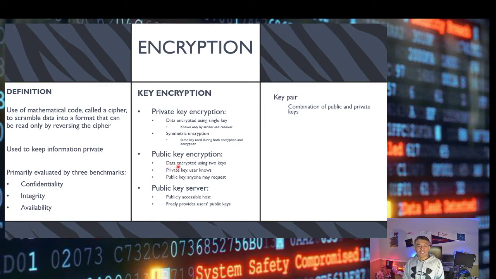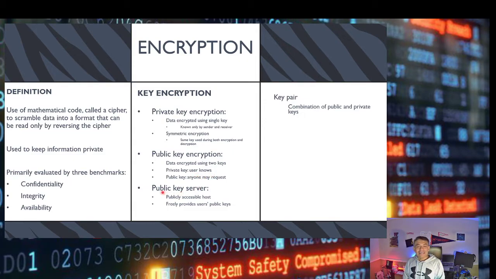Now, when you're using public key encryption, which is a different type of encryption, the data is encrypted using two keys rather than one. There is a private key and there is a public key. The private key is the one that is known only by the user, the one that has the data. And the public key is known by anyone that may request access to the data that the private user has.